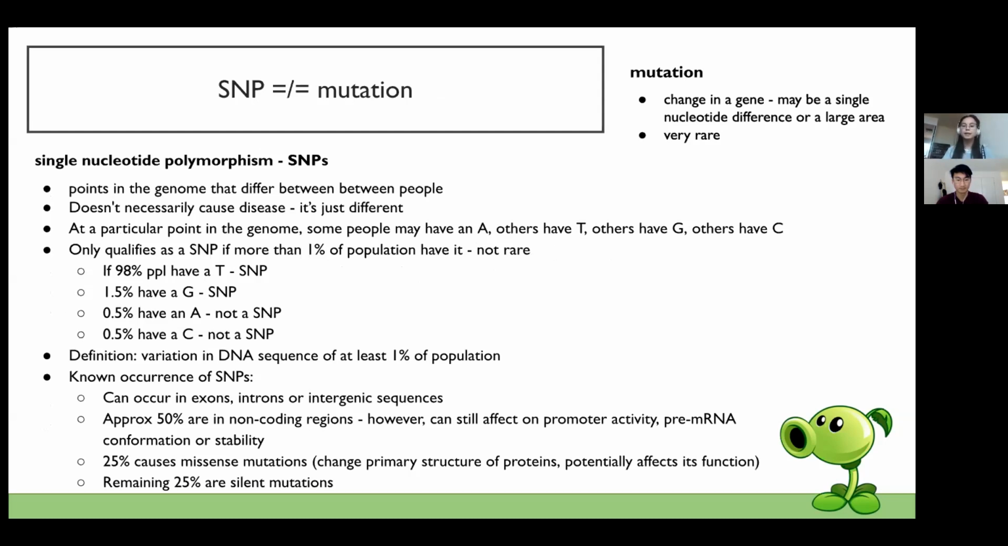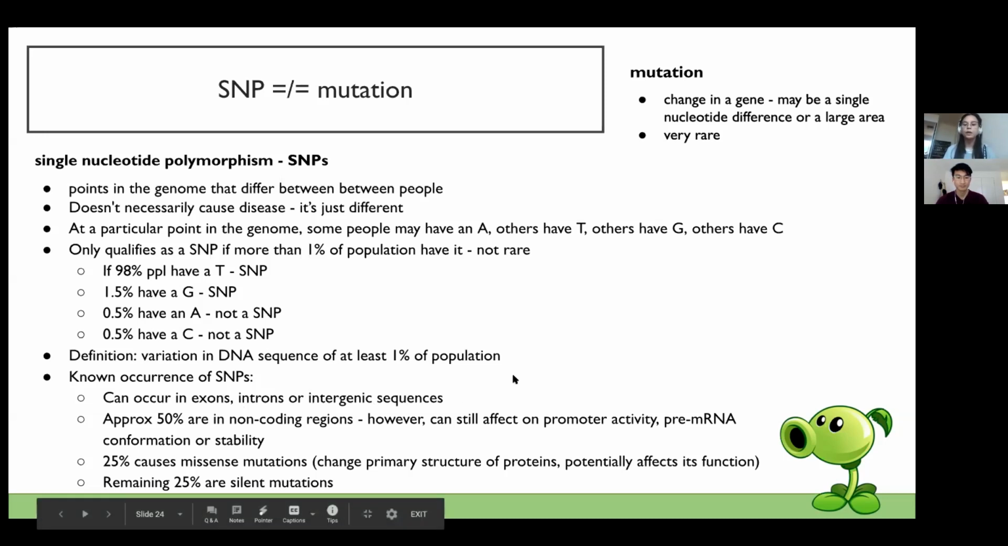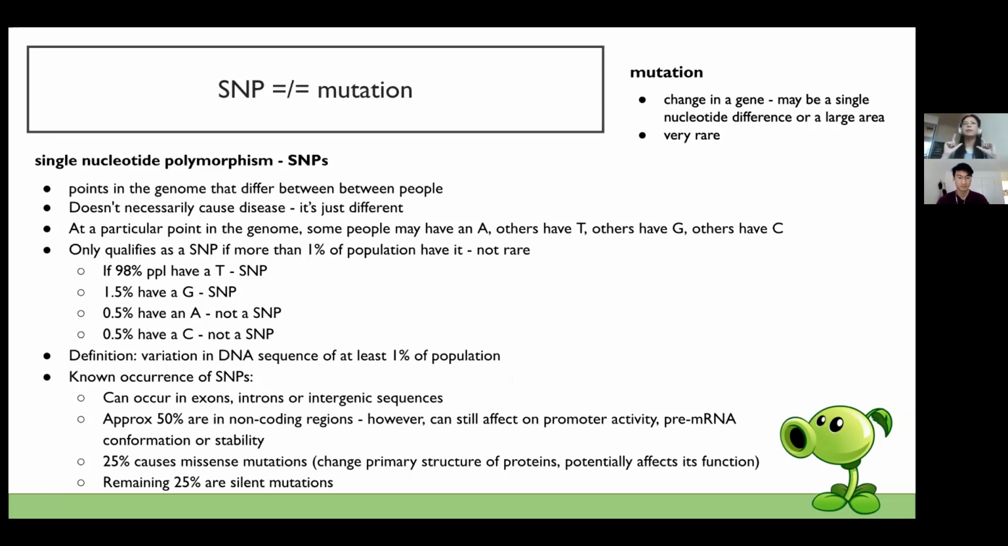It's only considered a SNP if more than 1% of the population has it. So you can have 1.5% of the population have a G at that point in their genome, and it is considered a SNP. But if 0.5% of people have it, or if 0.9% people have it, then it's not a SNP. And this can occur anywhere in the genome, within exons, within introns, or within DNA segments that are in between genes. So it can occur anywhere.